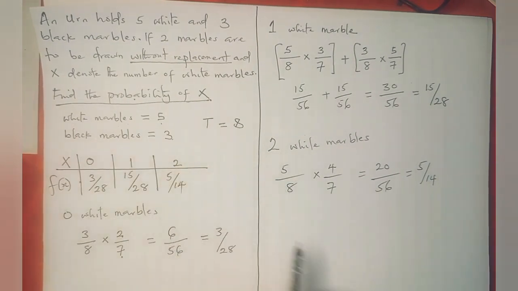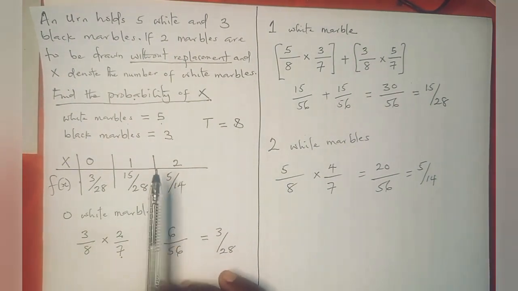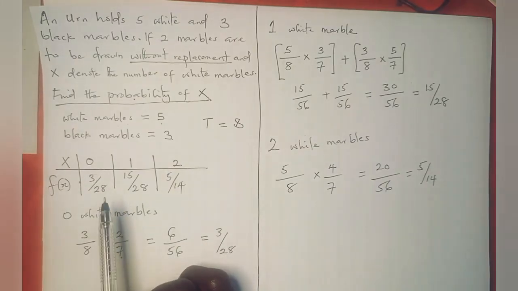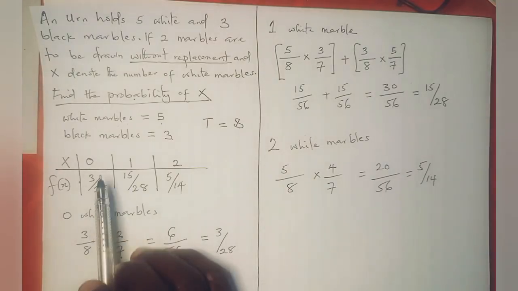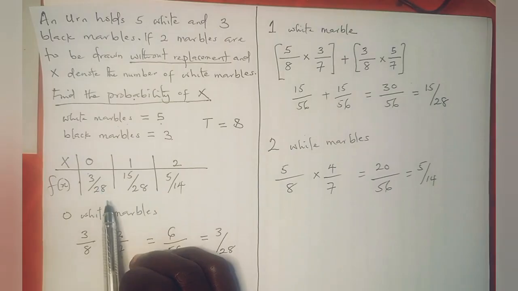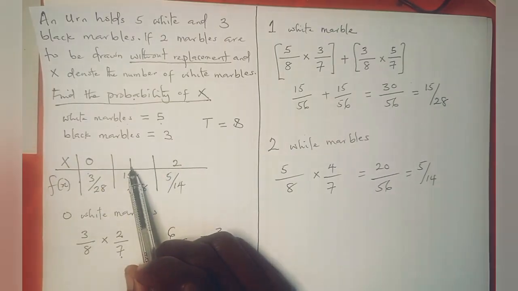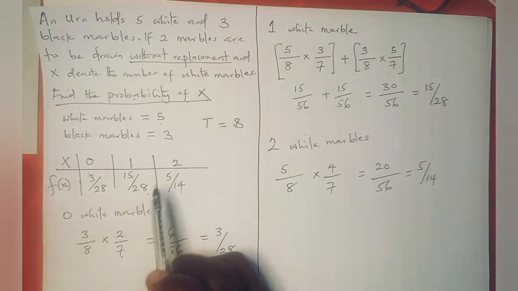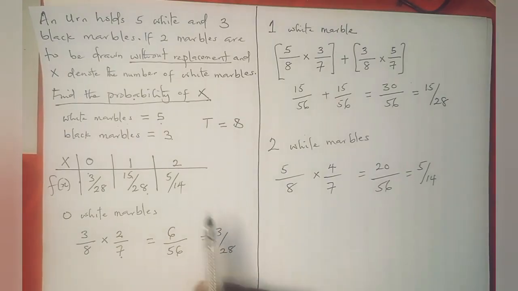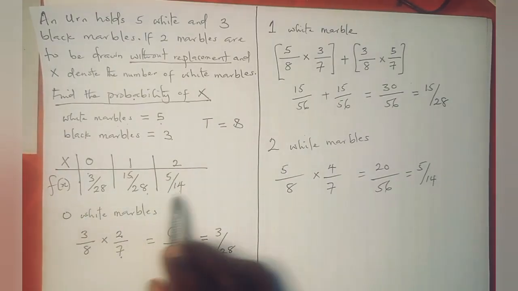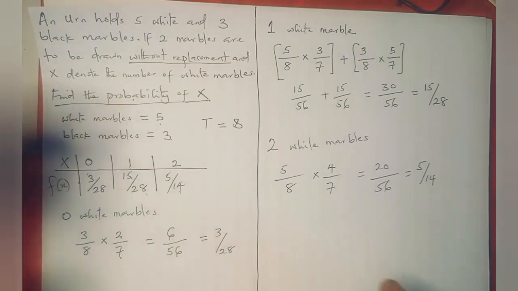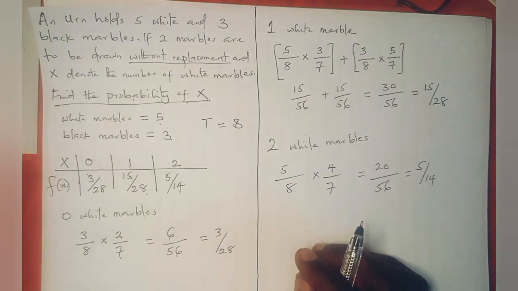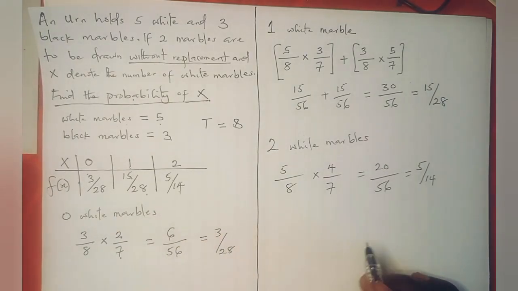So this is the probability distribution of X, the number of white marbles, if 2 marbles were drawn from 5 white and 3 black. For 0 white marbles, we have 3 divided by 28. For one of the marbles to be white, that gives us 15 divided by 28. And for the 2 marbles to be white, we have 5 divided by 14. If you add all of this together, it's definitely going to give us 1, because when you find the probability of all the sample space and you sum them together, everything will definitely give you 1.